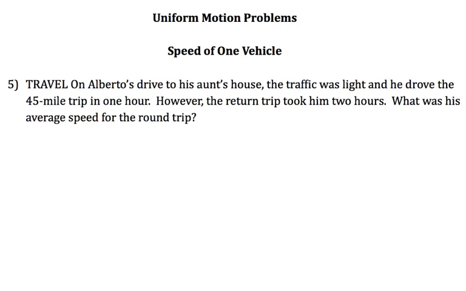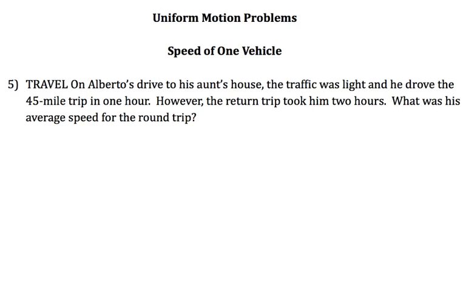On Alberto's drive to his aunt's house, the traffic was light and he drove the 45-mile trip in 1 hour. However, the return trip took him 2 hours. So here he is going 45 miles and going 45 miles back, taking him 1 hour and then 2 hours respectively. And looking at this, I'm sure you can find a quicker way to figure this out than the way we're about to do it. But the way we're about to do it is really because they want to hammer home the idea of the weighting of the different times.